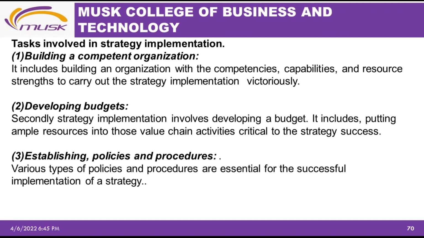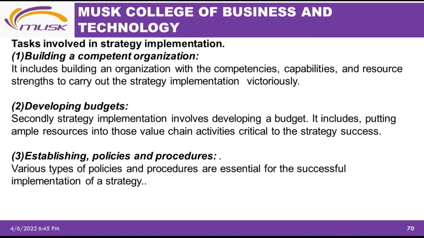Now, there are different tasks involved in strategy implementation. We have building a competent organization. We already discussed organization competencies. The second one is developing budgets. So we can come up with budgets. We can calculate how much it is going to cost us to implement the plans and the strategies that we have.